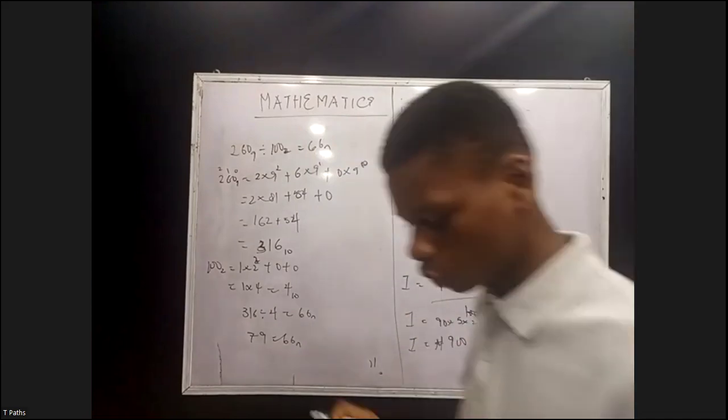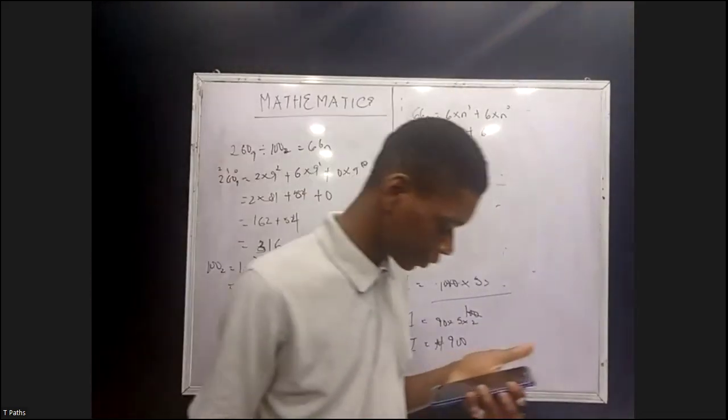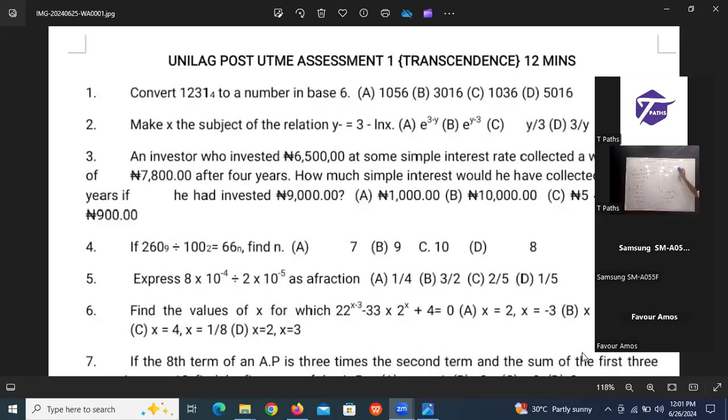So we'll move on to the next one, which is number 5. It says: express 8 times 10 raised to the power minus 4 divided by 2 times 10 raised to the power minus 5 as a fraction.